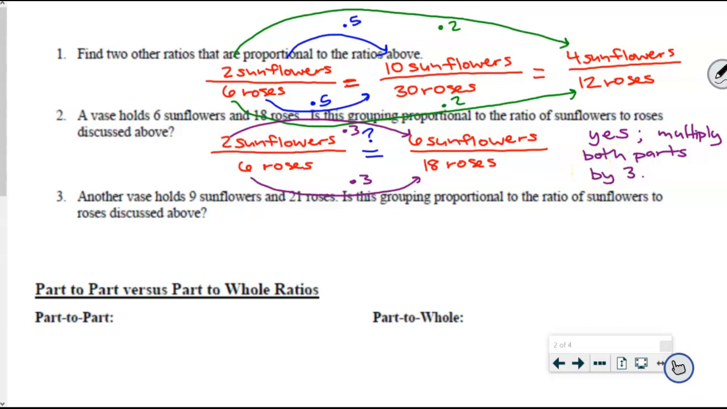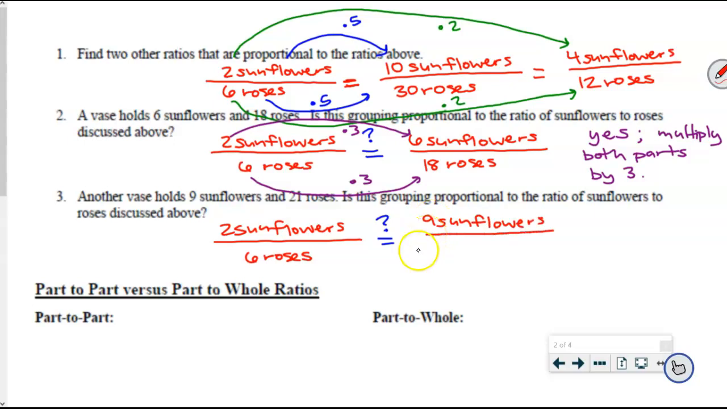So again, let's set up this next problem. 2 sunflowers to 6 roses. And I'm asking the question, is this equal to 9 sunflowers and 21 roses? Discuss with your tables. All right, we're back together. Is this one equivalent? Is it proportional?